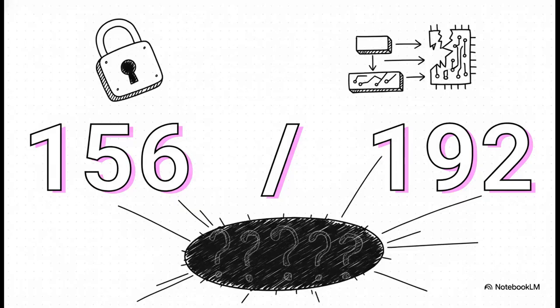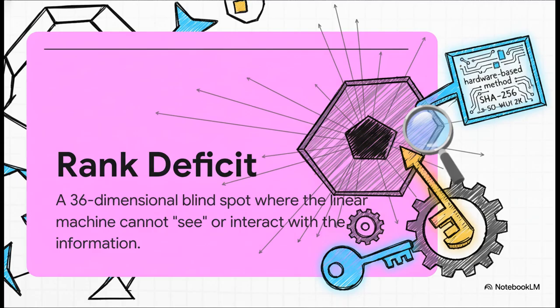So when we analyze the linear system over 6 rounds, we expect to get a matrix with a rank of 192. But it's not. The rank we get is only 156. That means the system isn't firing on all cylinders. It's got this massive 36-dimensional blind spot. It just can't see everything. This is what's known as a rank deficit.